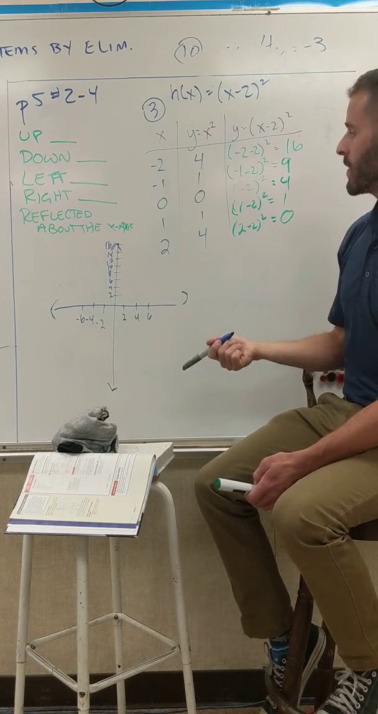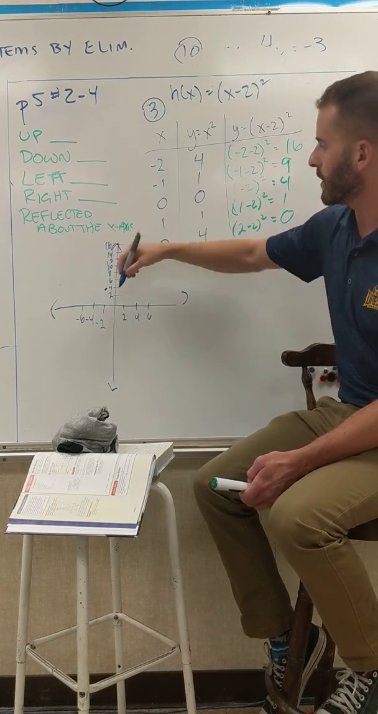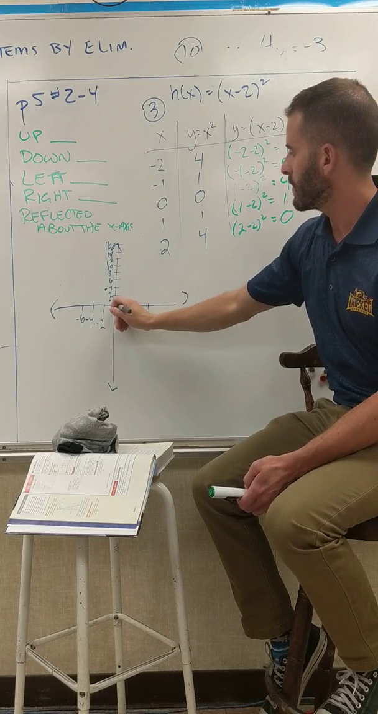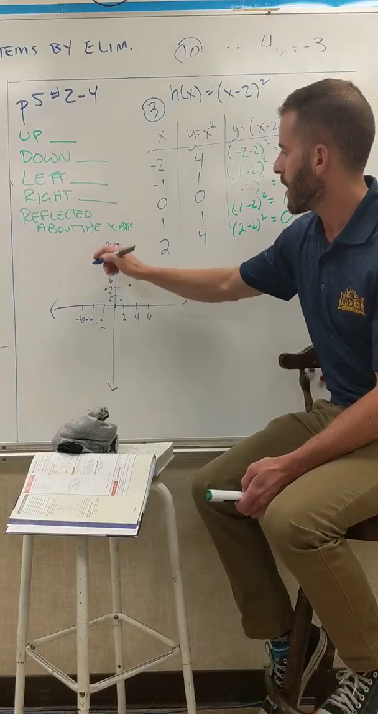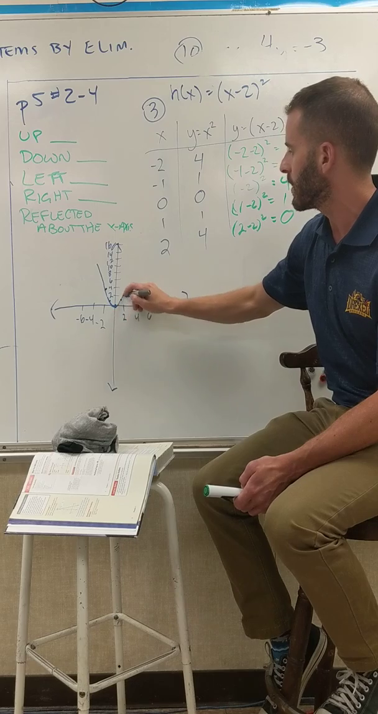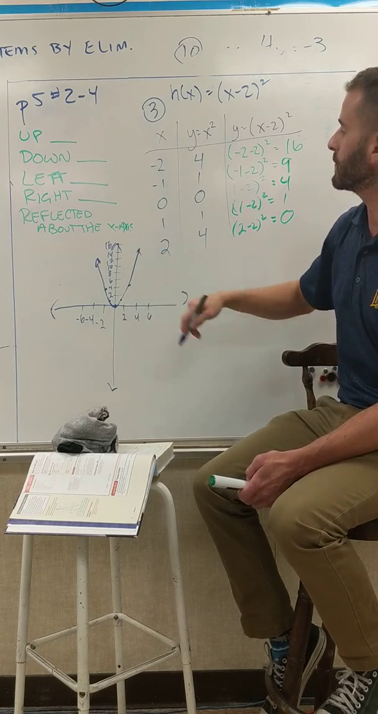Let me draw my parent function first. -2 comma 4, -1 comma 1, 0, 0, 1, 1, and 2, 4. And if you remember, and it's going to be very messy, but you're going to try to be neat, it's a parabola. Make it curvy, put your arrows.